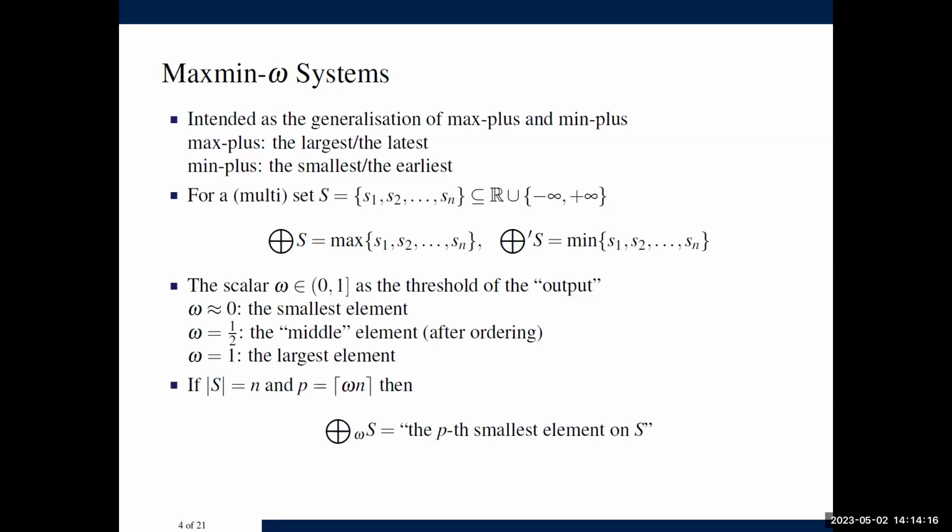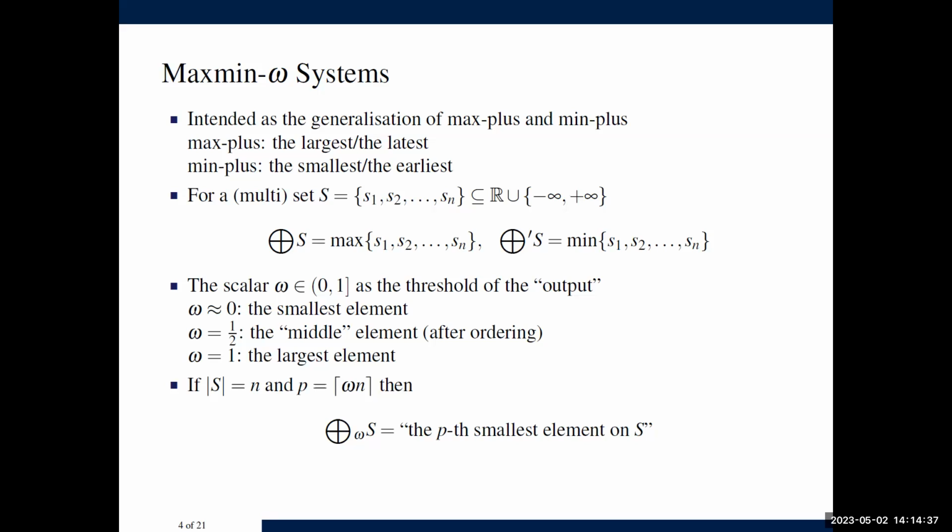If we define the generalization of these 2 operations, we have this subscript omega, which is simply, when S has n members and we consider P as a scalar, the notation meaning the P-th smallest element of S.